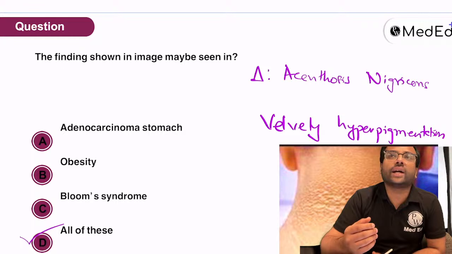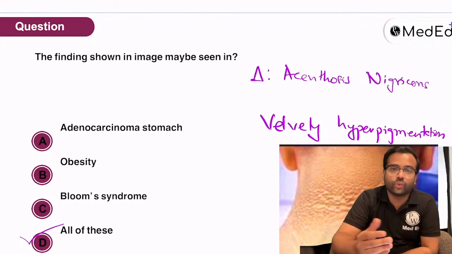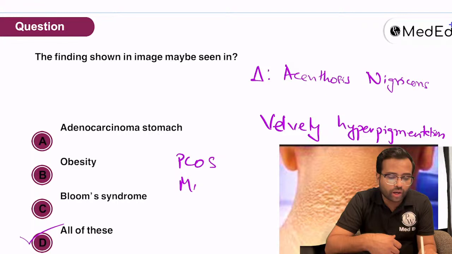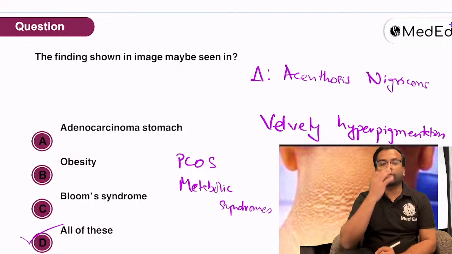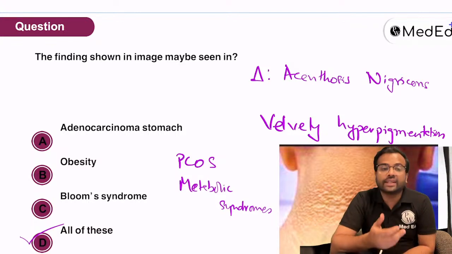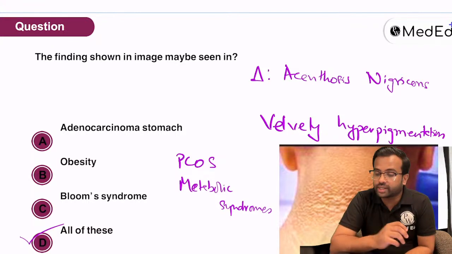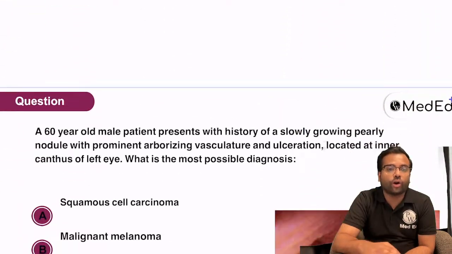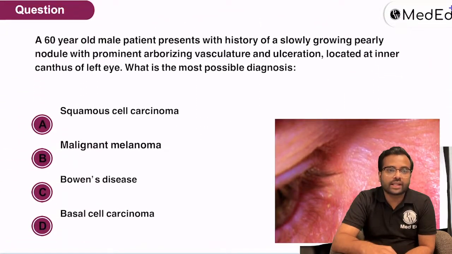So we know that it is very commonly associated with obesity, PCOS, metabolic syndromes, etc. Along with that, even rarely malignancy, Bloom syndrome, all those things can also be associated. So here the right answer should be all of the above. So let's see the next question.